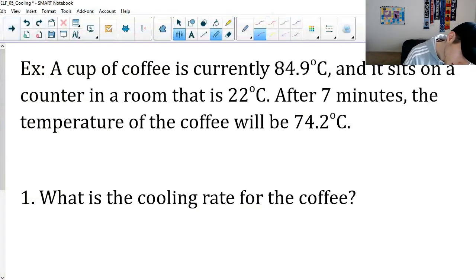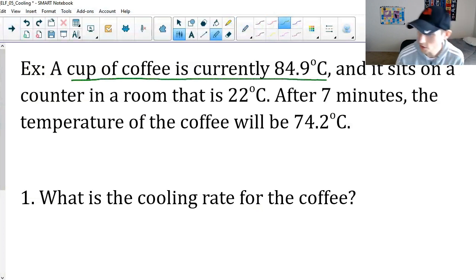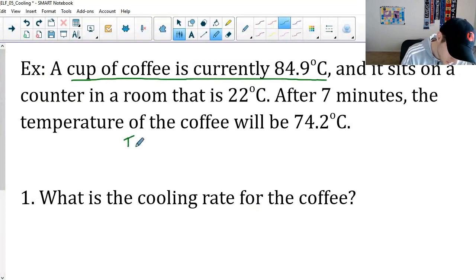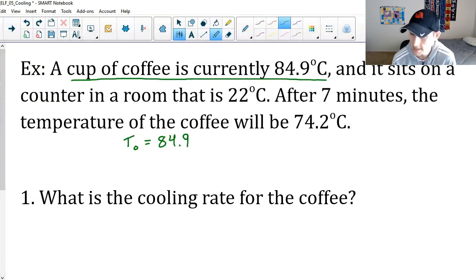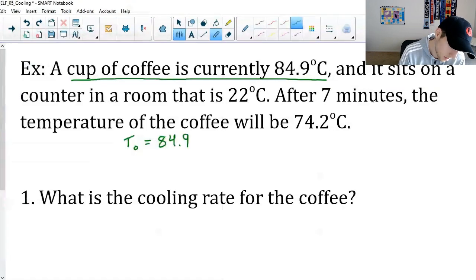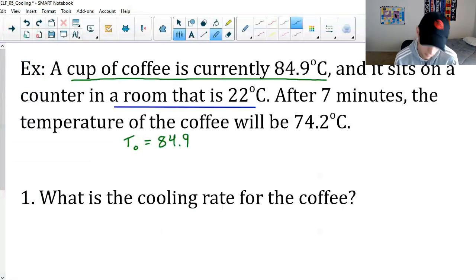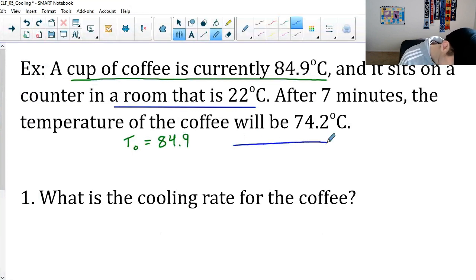All right. Let's roll through. Currently 84.9 degrees. So that's my T0. The room is 20. What?